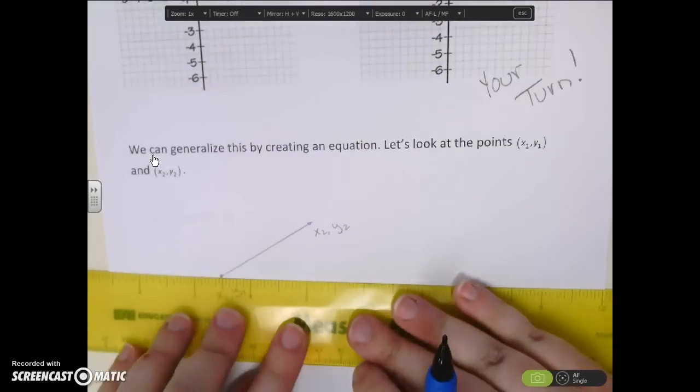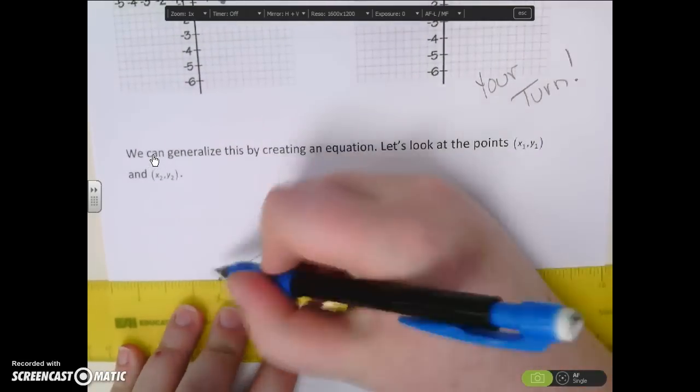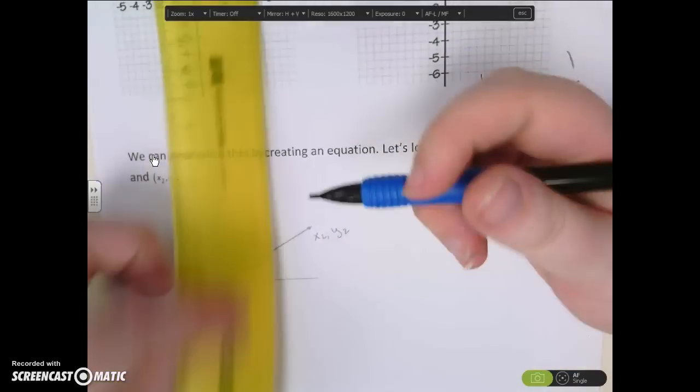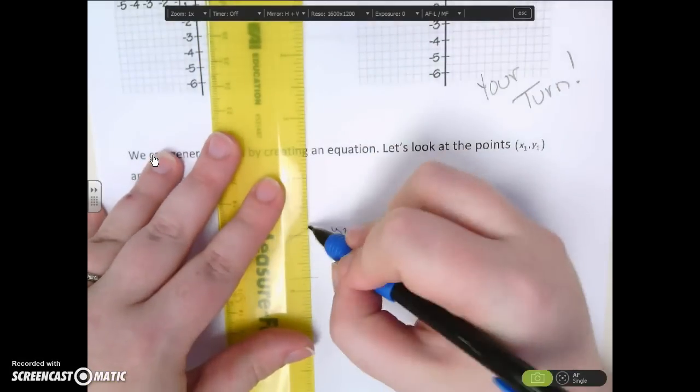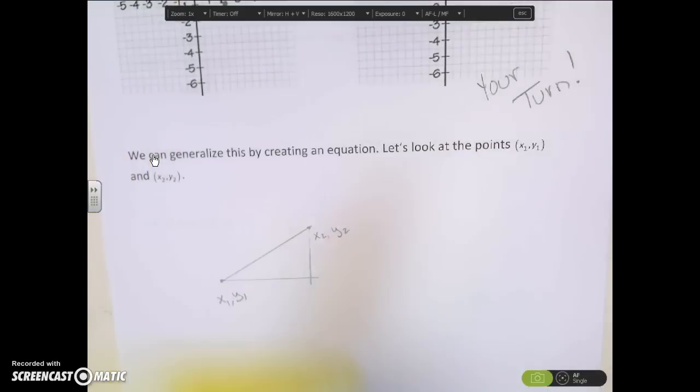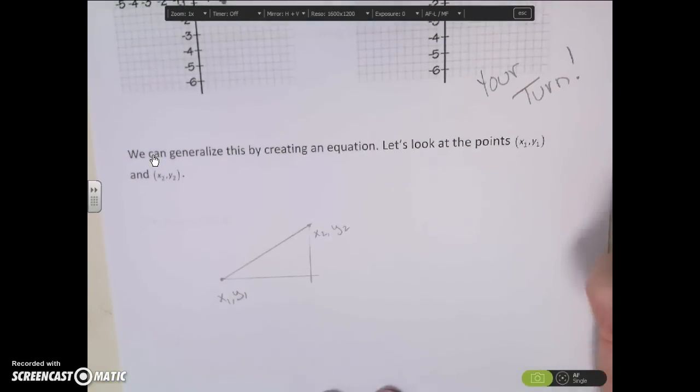Well, we've already talked about that the easiest way to do that is to turn it into a right triangle. And so that's what I'm going to do. I'm going to turn it into a right triangle. And we've got A, B, and C side. Well, I'm going to call this side C. That's the side I want.